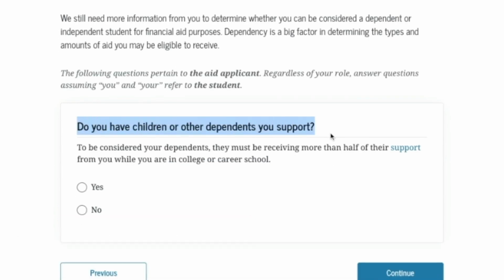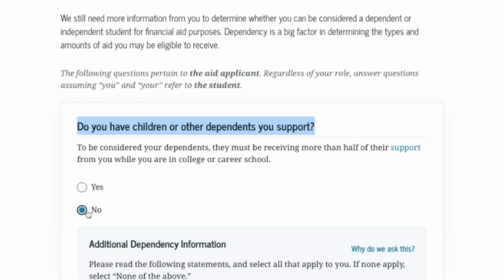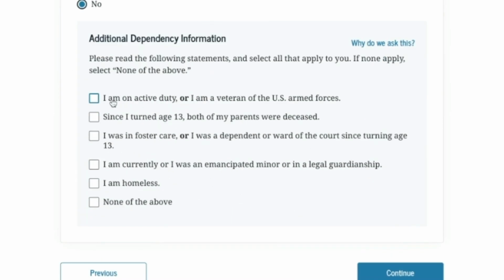Does the student have any children or other dependents? Let's say no. And this is where those exceptions come in. Are they active duty or veteran? Are their parents deceased? Were they in foster care or dependent of the ward? Are they emancipated or completely separate? Which actually we will have a video coming up about whether or not a student can claim themselves as independent. Are they homeless? None of the above typically applies here.